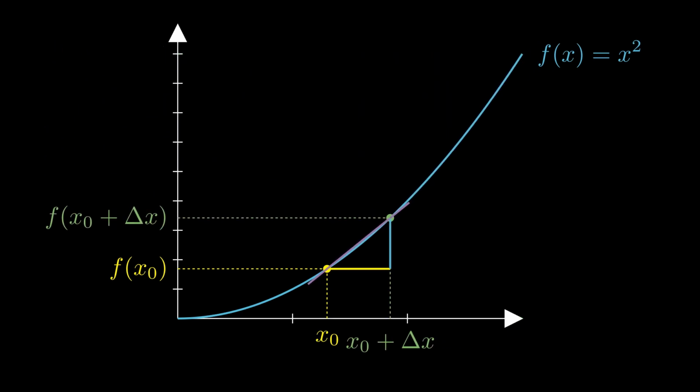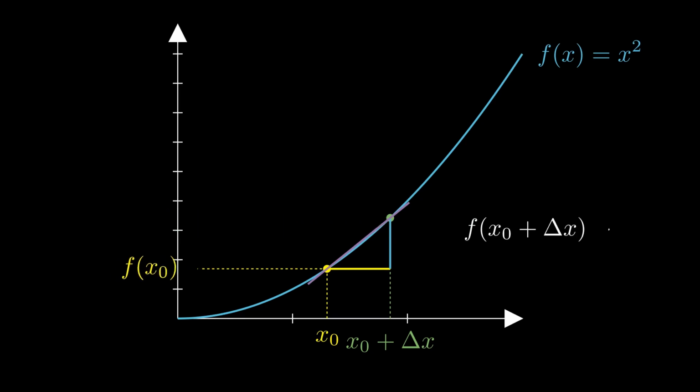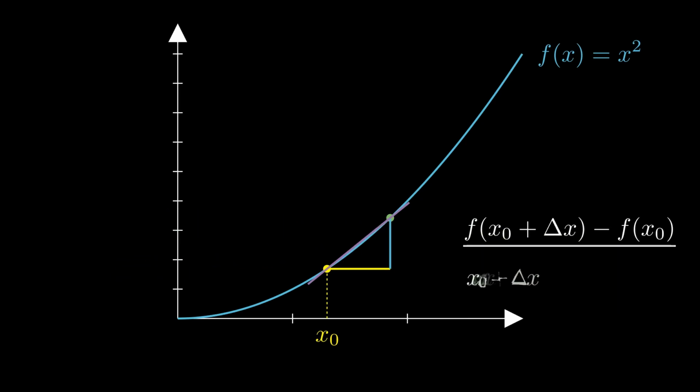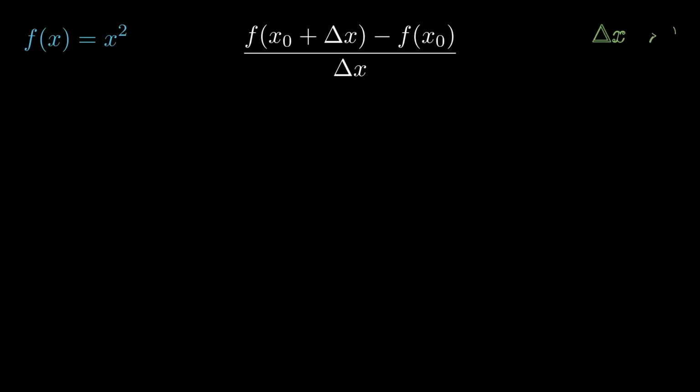To find the slope of the approximated tangent, we calculate it as the slope of a secant. This is done with the two-point formula that says that the slope is equal to the difference between the two y values over the difference between the two x values. By letting delta x go towards 0, we get the exact slope of the tangent.